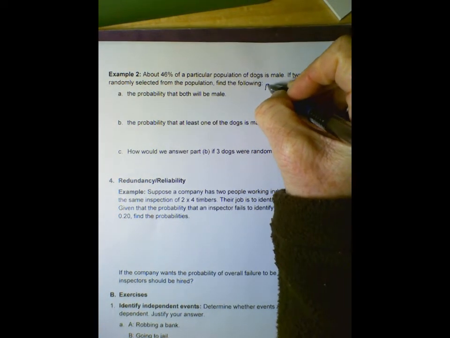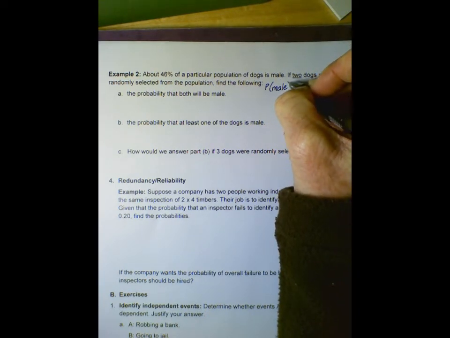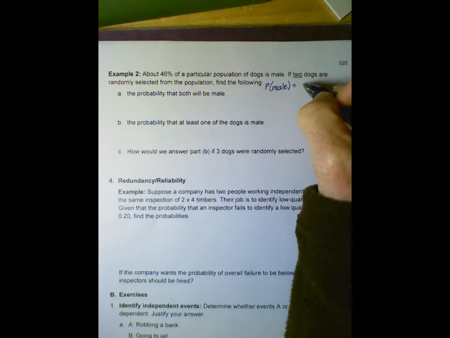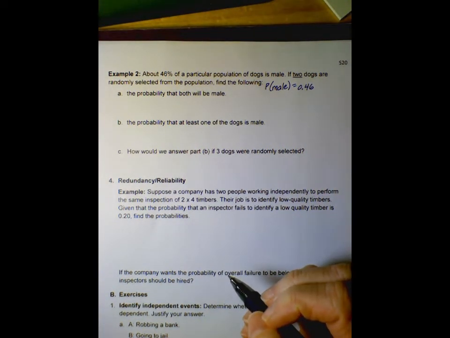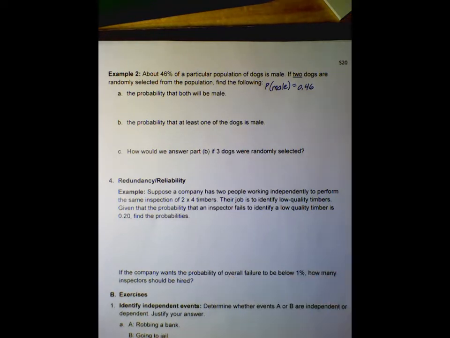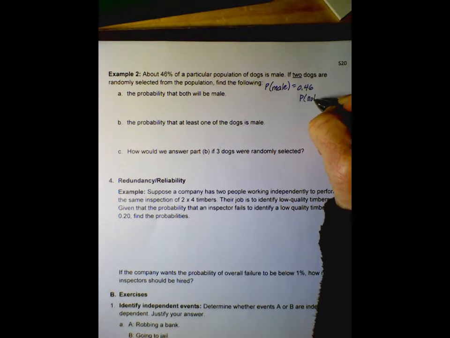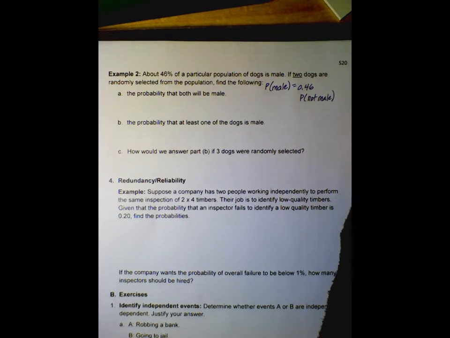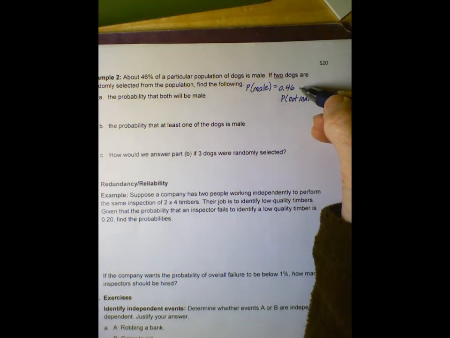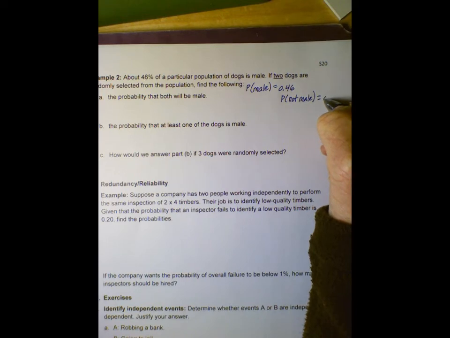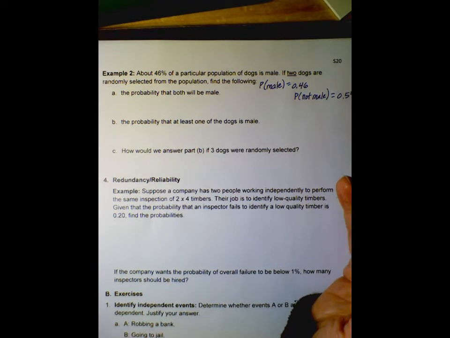They've told us the probability of selecting a male dog from this population. If 46% of them are male, the probability of a male would be 0.46. That's the probability that if I randomly select one dog from this population, that dog would be male. So using complements, the probability that the dog is not male, we'll just say not male, even though we know it's a binary thing, male or female, would be 1 minus 0.46, or 0.54. So that's what they've told us at the beginning and stated in this problem.